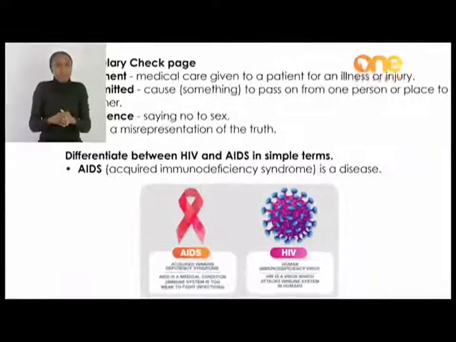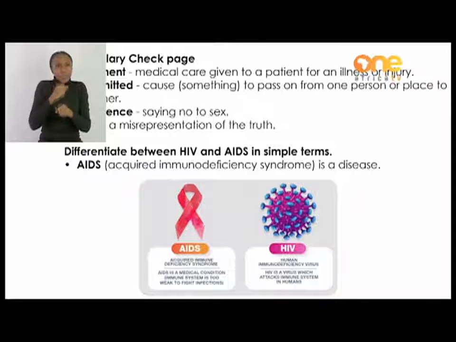There are a few words that we should quickly look at before we continue with the lesson. We have treatment. Treatment means medical care given to a patient for an illness or injury. Transmitted means causes of something or to pass on from one person or place to another. Abstinence means saying no to sex. Myth means a misinterpretation of the truth.